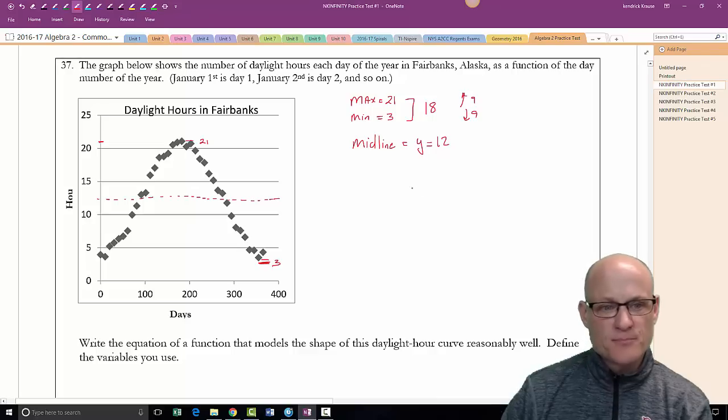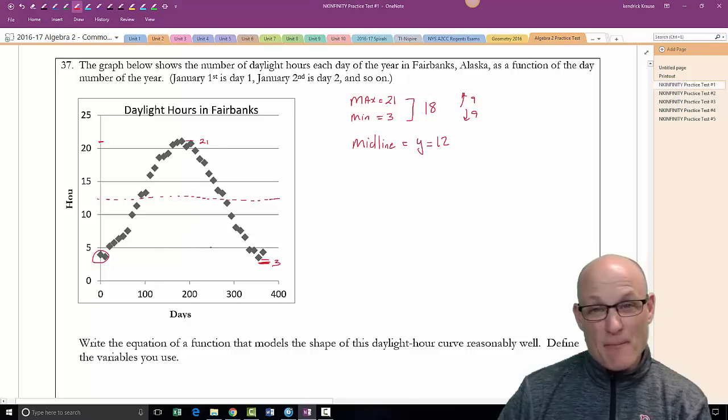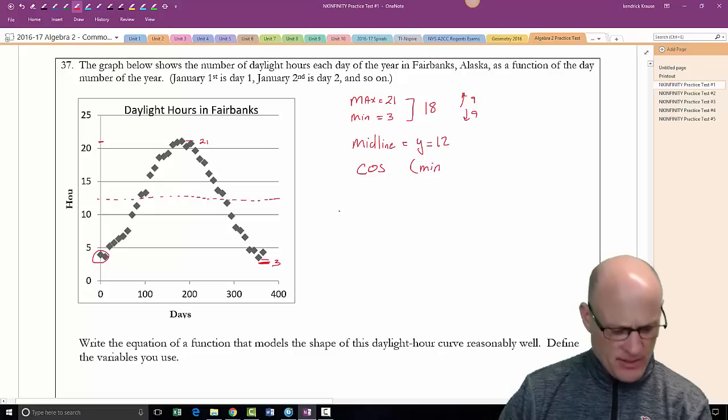Somewhere around there. Now notice that it starts down here. It starts at a min or a max. This makes this a cosine function. So this is a cosine starting at a minimum. So here's what I know so far. Let me call this f of x.